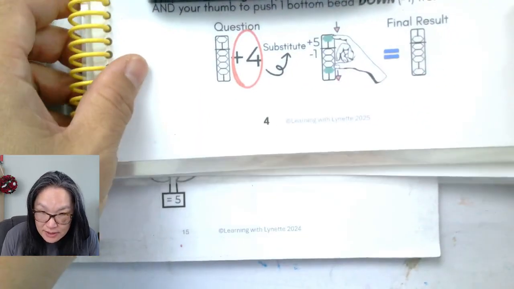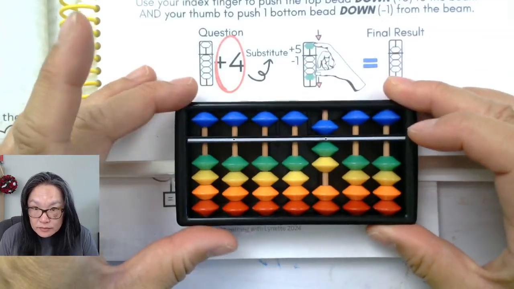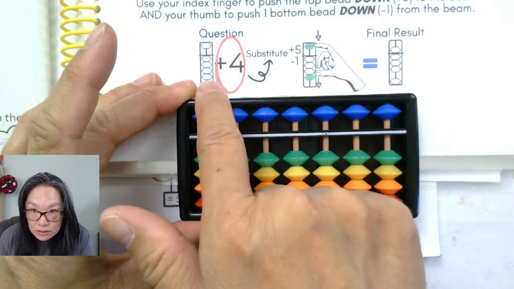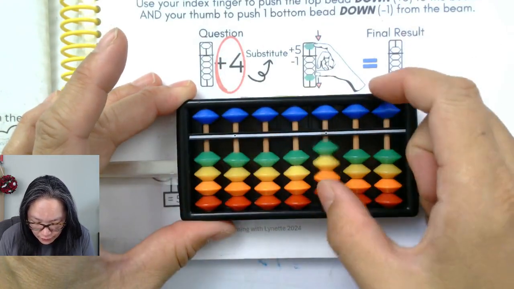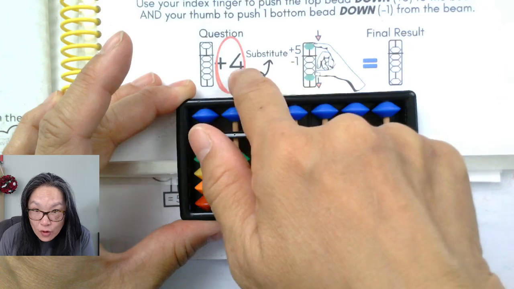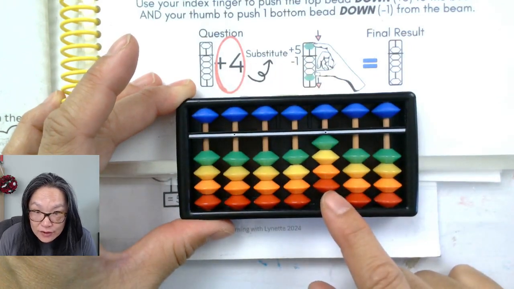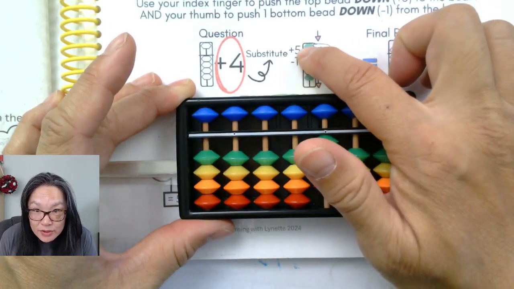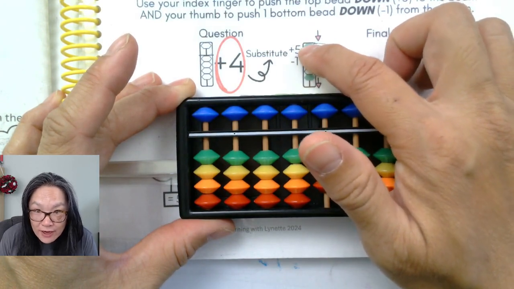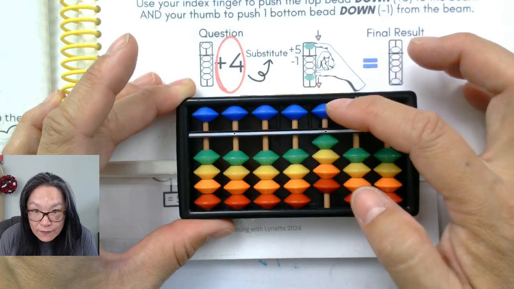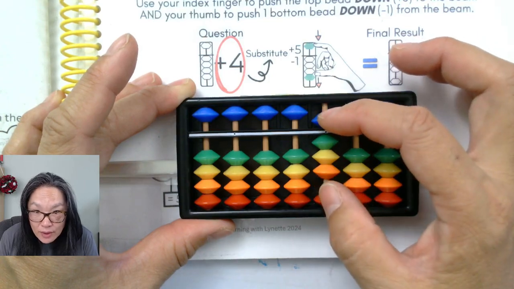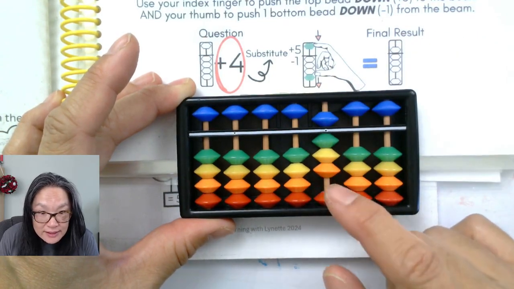So here is another question. I have 4. Because I have 4, I want to add another 4. To add another 4, I can't do it. There's not enough beads to add the 4. So what do I do? I substitute 5 plus the 5 minus the 1. So I substituted 5 and then take away 1. So my final answer is 8.